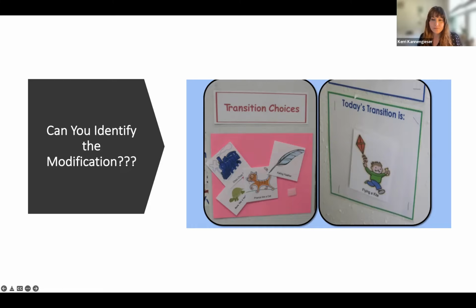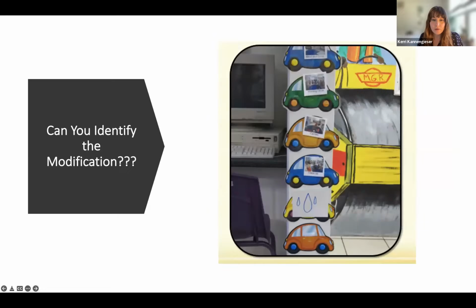All right, what about this one? What am I showing here? Yep, it's a visual schedule. So I'm letting kids know what's happening, right?